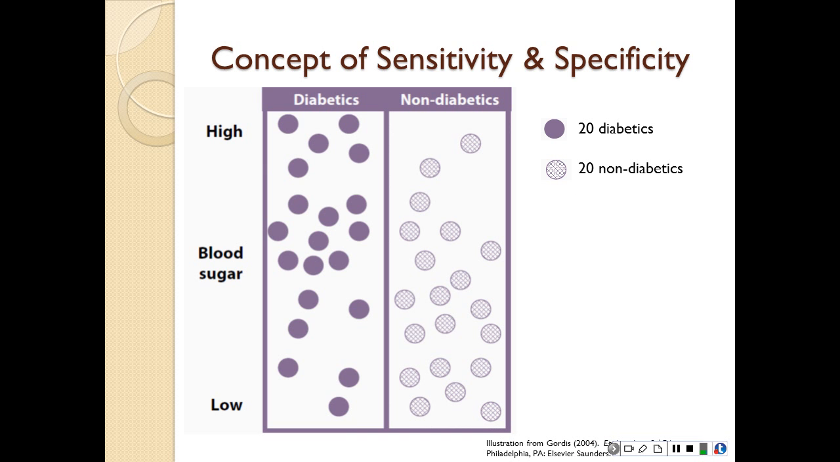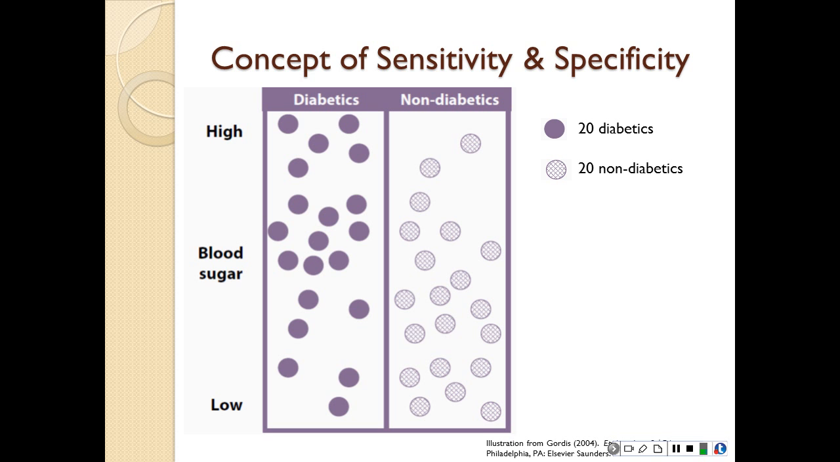So we'll walk through this. Let's say we have a population of 20 diabetics and 20 non-diabetics, and we're screening them with a blood sugar test. The blood sugar test goes from low to high, and this is where we start talking about the threshold of tests. Your blood sugar can be low, it can be high, or somewhere in between. We have our diabetics and our non-diabetics, and you see most of the diabetics fall in this high range, and most of the non-diabetics have relatively low blood sugar.